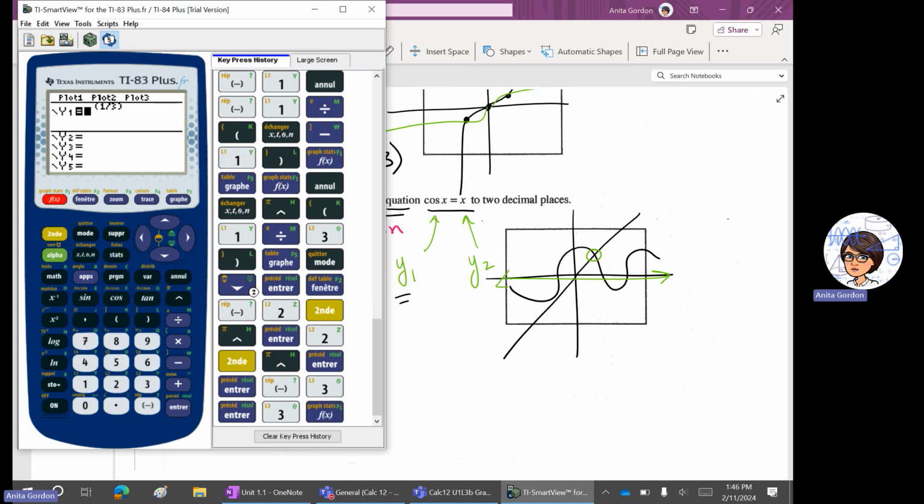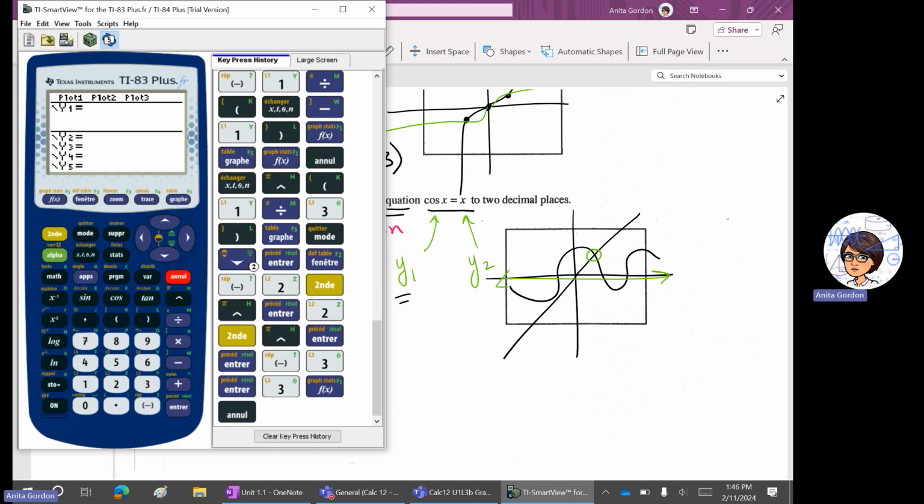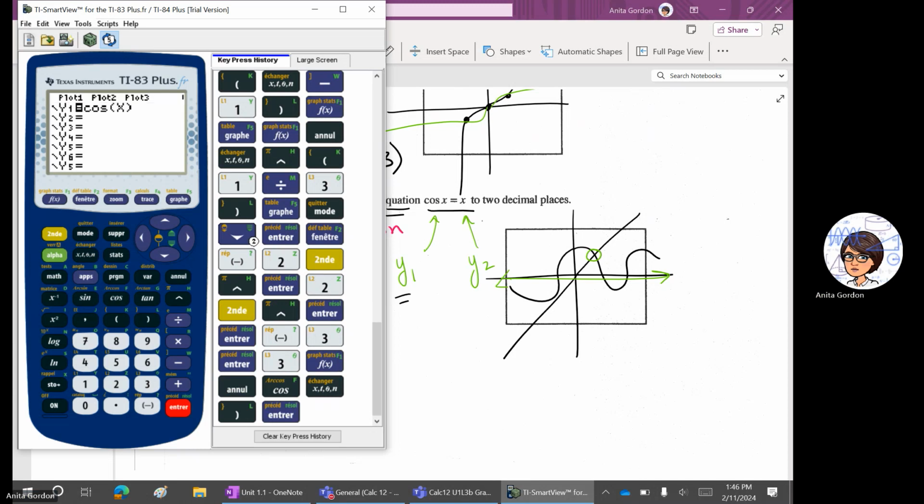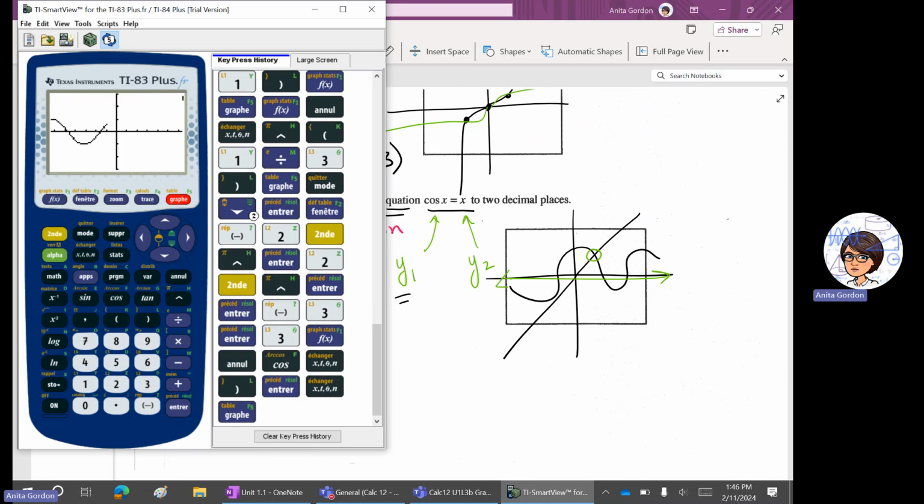Now we go to the y equals, clear it. Cosine x is my first function, and y equals x is my second function, and let's graph it. There is my cosine function. Here comes the y equals, and I want the intersection. So we want it to calculate the intersection.